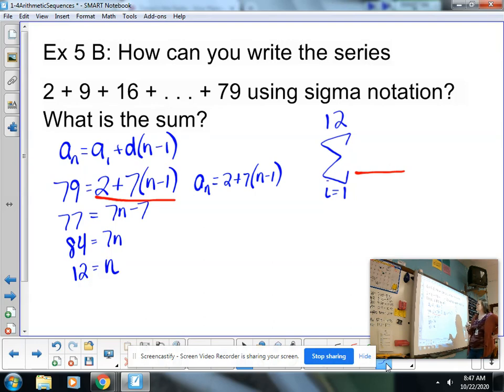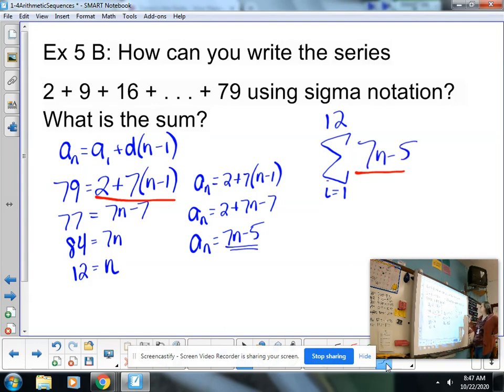2 plus 7 times n minus 1. This is going to be 2 plus 7n minus 7. So that's going to be 7n minus 5. So 7n minus 5 is going to go there.